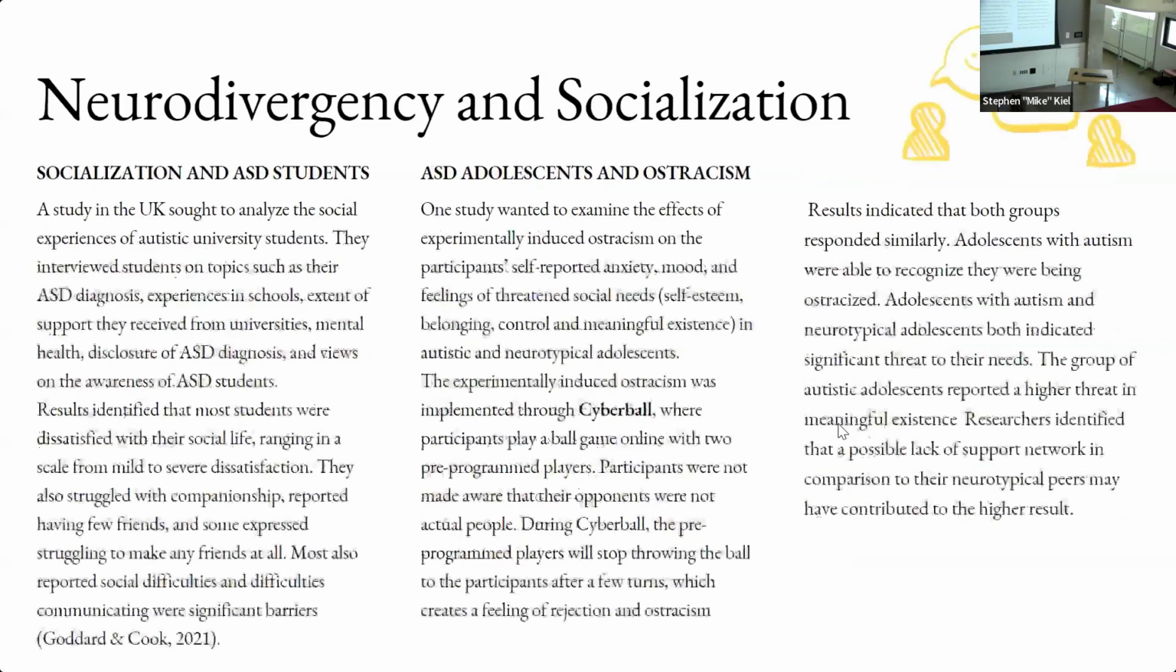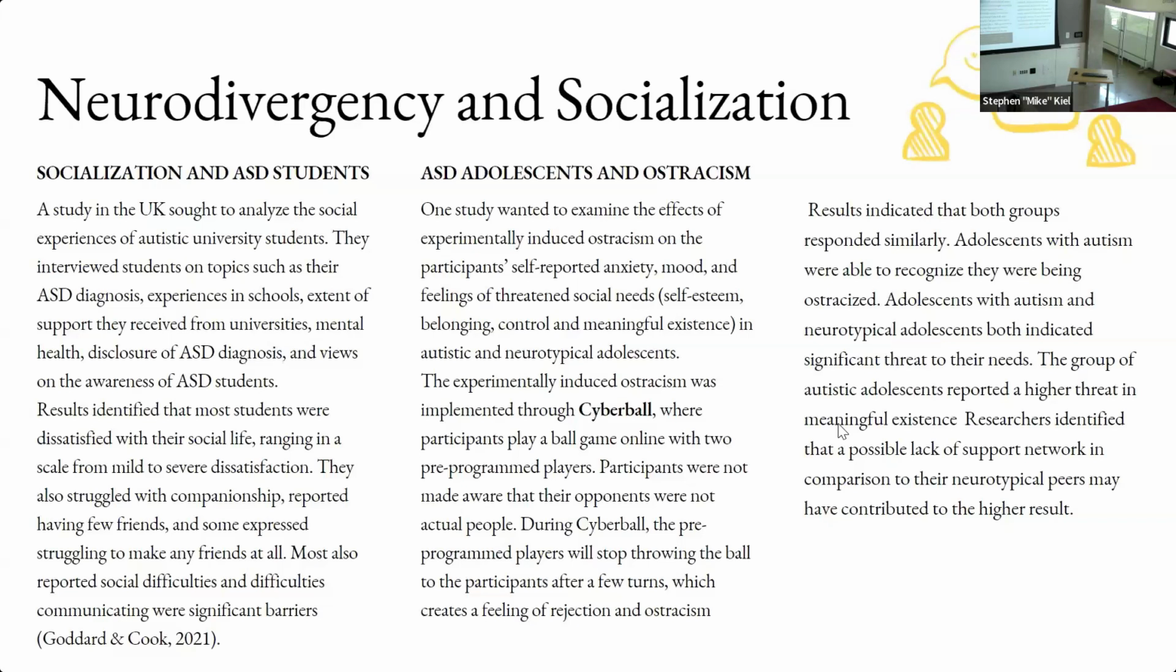There was a study in the UK that sought to analyze the social experiences of autistic university students. They interviewed students on topics such as their ASD diagnosis, experiences in school, the extent of support they received from their universities, their mental health, the disclosure of their diagnosis with staff and peers, and views on the awareness of ASD students. The results identified that most students were dissatisfied with their social life, ranging on a scale from mild to severe dissatisfaction. They also struggle with companionship, reporting having few friends, and some expressed struggling to make any friends at all. Most also reported social difficulties and difficulties communicating were significant barriers for them.